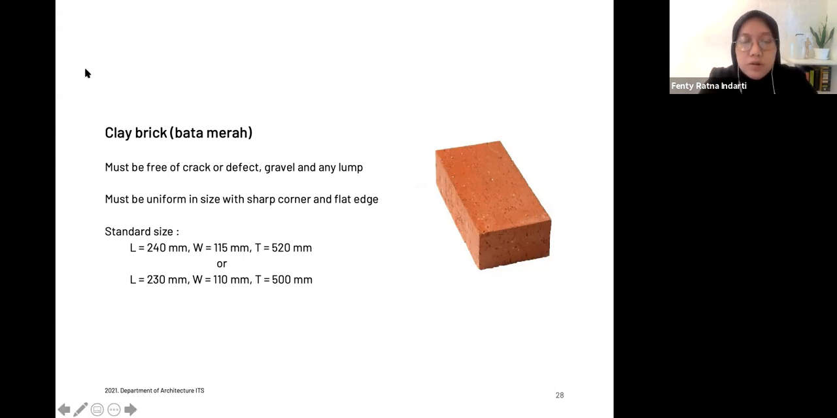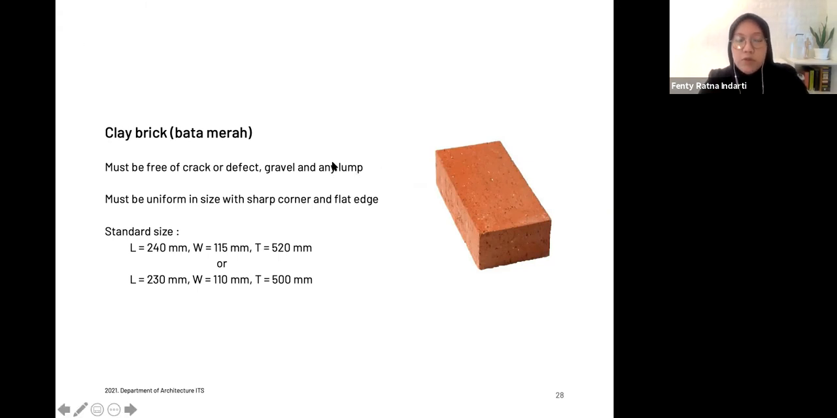So this is the most common one, what we call clay brick or bata merah, because it's made from clay and then goes through a combustion process, and it will be like this. Actually, if you take a look at real clay brick, it will not be very precise like this. Specifically in Indonesia, the brick will have a lot of damage here, here, and here, and you need to find the best one to use in your building.